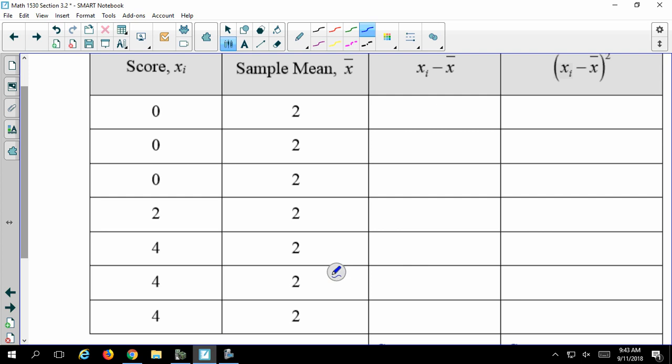So we're first going to calculate the deviations from the mean. How far is each data value from the mean? The first one, 0 minus 2, is negative 2. Same thing for these two: 0 minus 2 is negative 2. 2 minus 2 is 0. 4 minus 2, 4 minus 2, 4 minus 2. So those are the deviations from the mean.